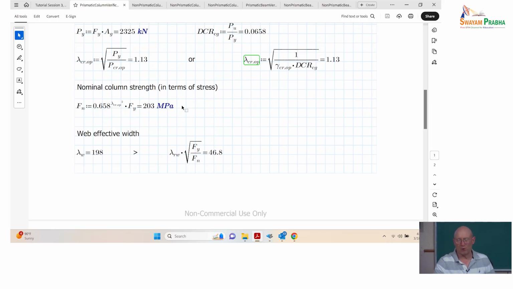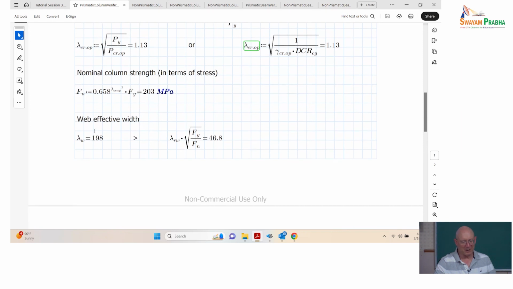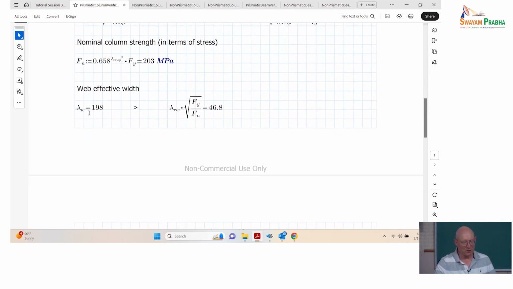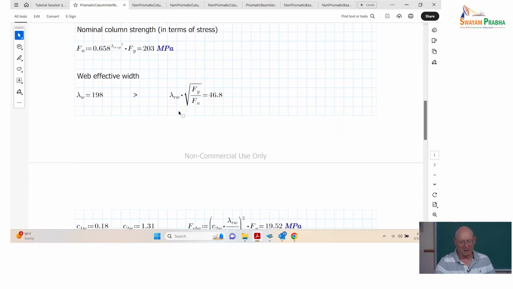Everything's gross cross section at this point. We've got now an Fn. Now we're going to use Dr. Ziemian's unified effective width approach concept, and we're going to say, okay, I give an Fn, let me calculate the effective widths of the plates. So we come back to our web. Again, the h over tw of the web was 198.